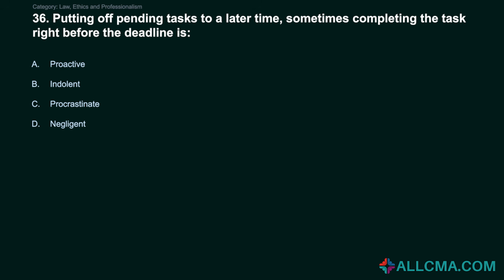36. Putting off pending tasks to a later time, sometimes completing the task right before the deadline, is: A. Proactive. B. Indolent. C. Procrastinate. D. Negligent. Correct answer: C.